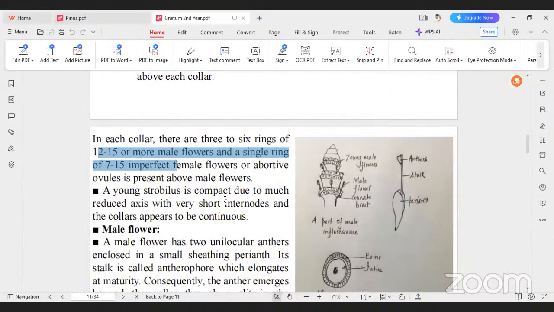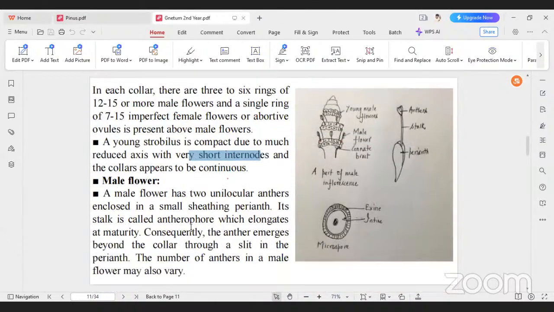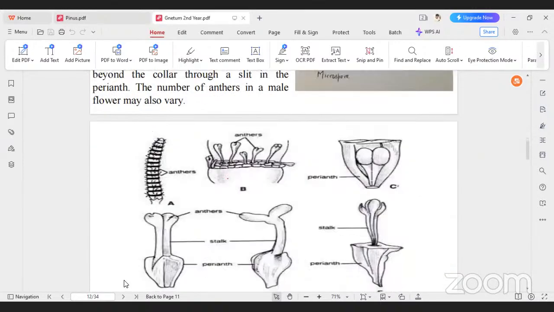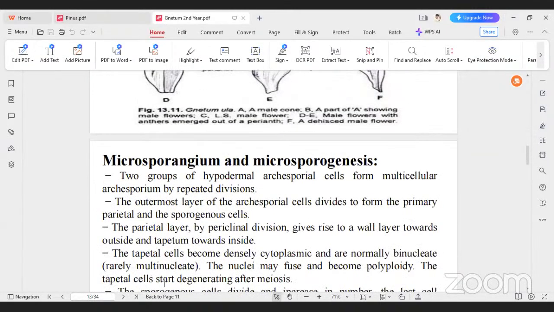The young strobilus is compact due to the much reduced axis. Internodes are very short when compared with the female cone. The male flower has two unilateral anthers, as I already told you diagrammatically. It is enclosed in a small sheathing perianth. It has a stalk and antherophore, which elongates at maturity. The anther emerges from behind the collar through a slit in the perianth. The number of male flowers varies. Already we have discussed all these things.